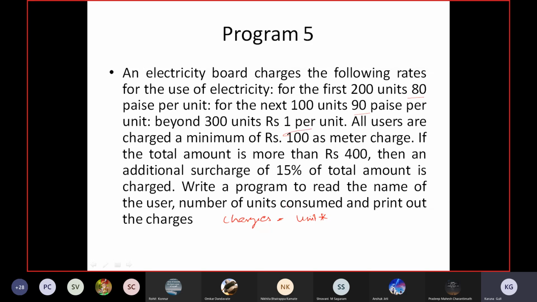Correct, no? Yes, ma'am. And adding 100 rupees for that. So this is charge per unit plus 100. This 100 is the minimum you have to pay, whether you are consuming the electricity or not. So 100 rupees.